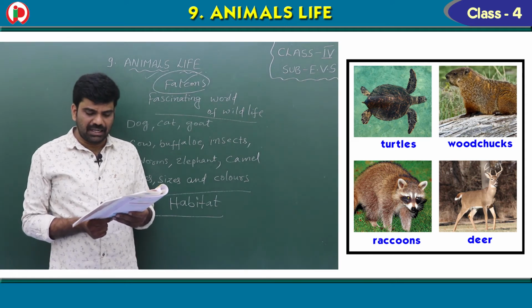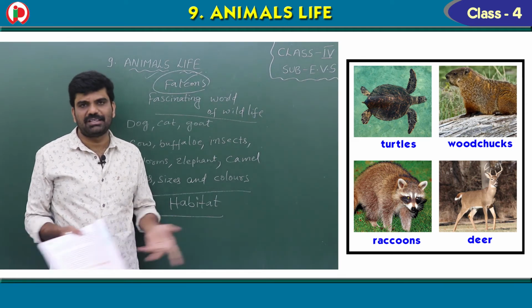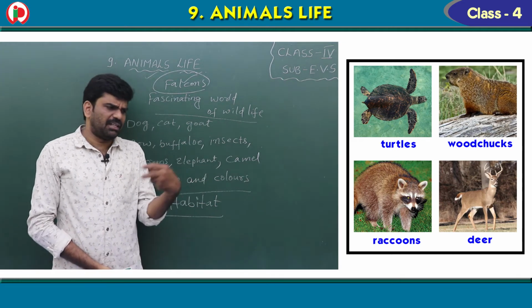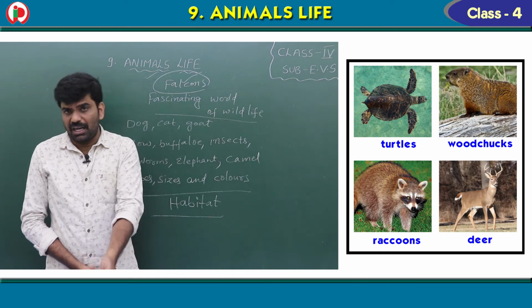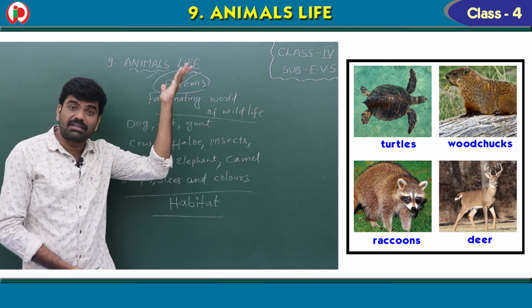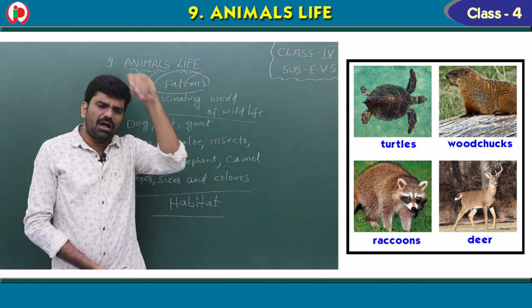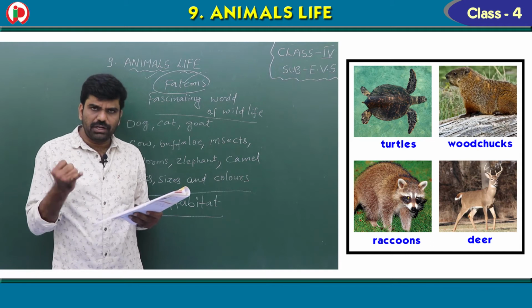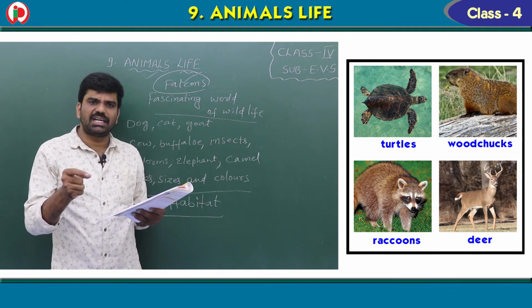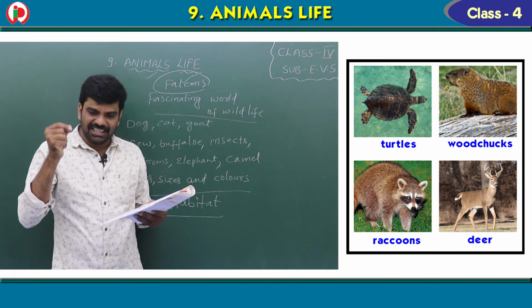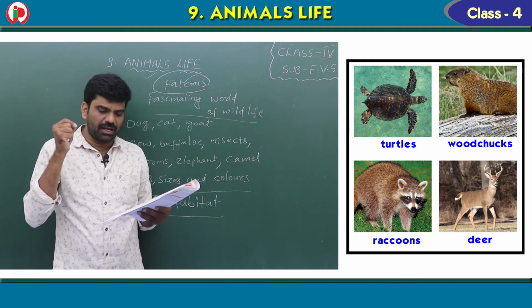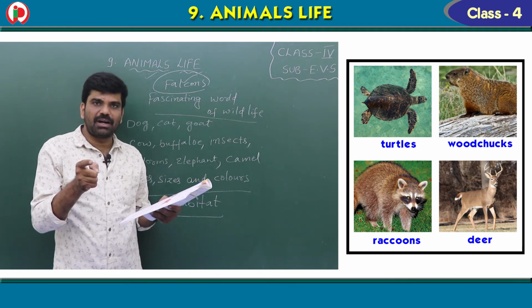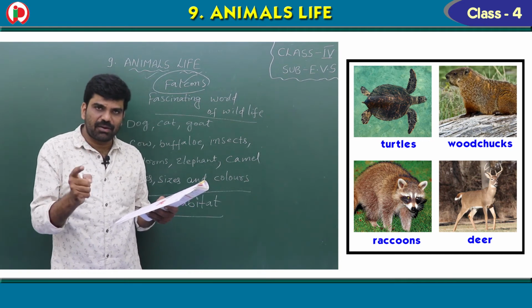No matter where they live, all animals must have the basic things. All animals require, whether they live in water, on the land, or on the trees, no matter where they live, food, water, shelter and space. Yes children, even human beings also require food. Am I right or wrong? Yes. Even human beings require water. Okay, the animals also require water.